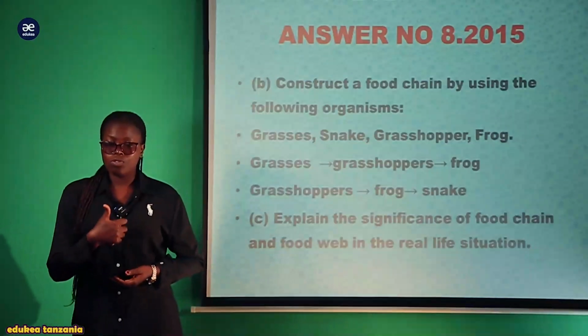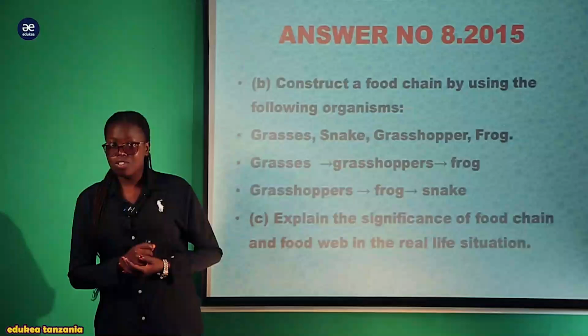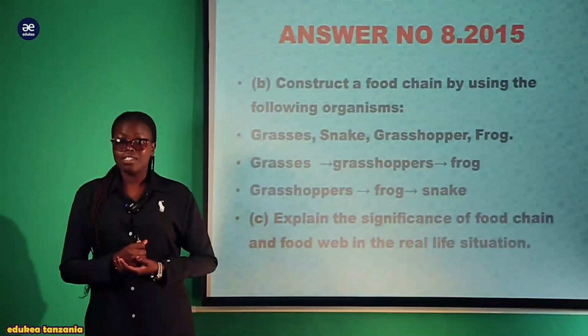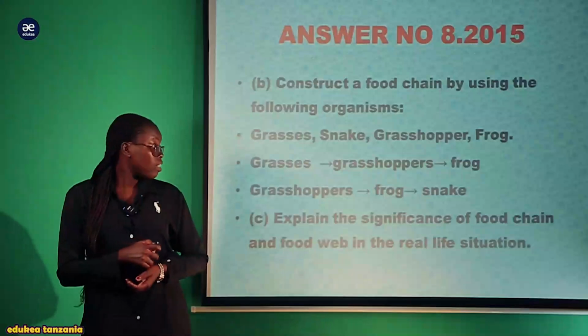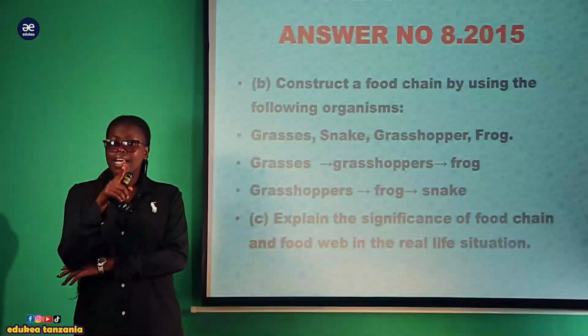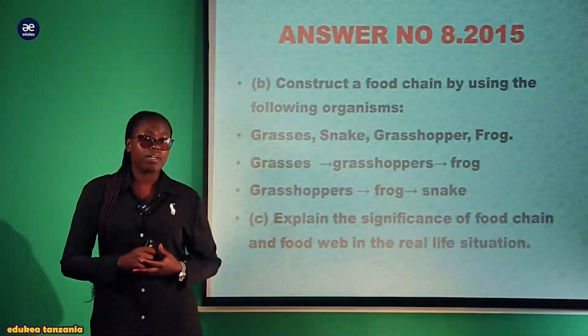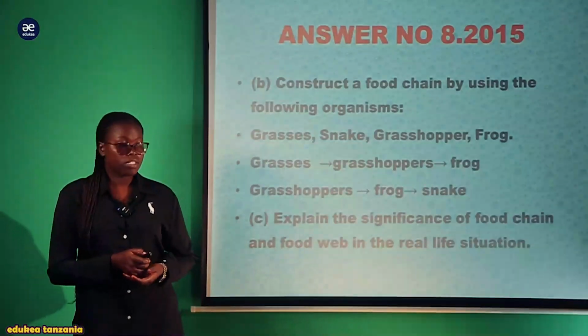Kabla hujaanza kujibu, kwanza tujue organism ni watu gani. Tukianza na grasses. Grass ni autotroph. These are the green plants. So it is capable of manufacturing its own food. Kwa hiyo hapo ni producer. Snake huyu hapa ni reptile. Unajiuliza, snake anakula majani au anakula nyama? You know the answer. Huyu hapa ni carnivores.